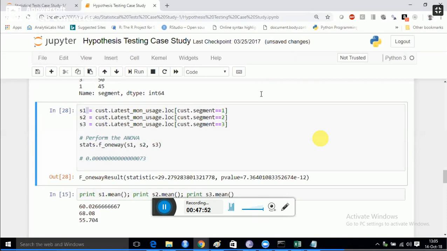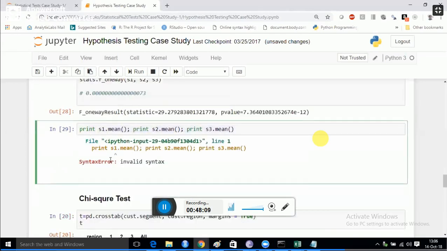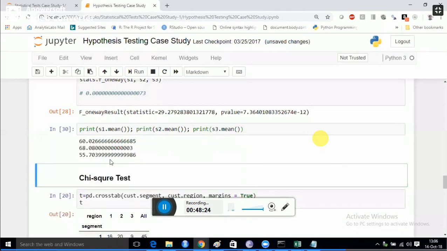I hope that is clear, online guys. Is that clear, online guys? Okay. So even if you look at the means, all three are significantly different. This is what it means.